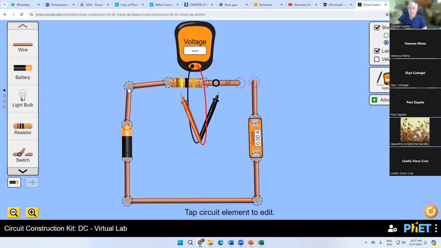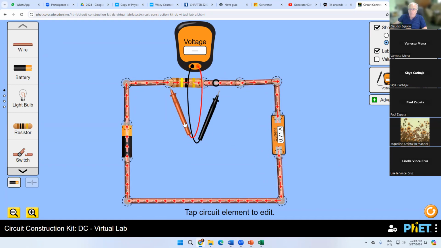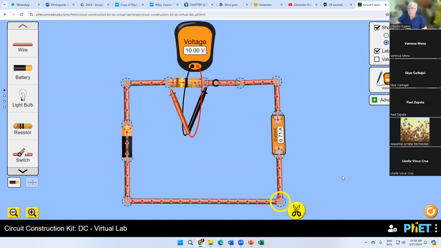One more. I'm going to increase the distance a little bit more so I can put another wire right here. And now my ammeter is measuring the current through the circuit, right? My voltmeter is not showing the voltage because the probes are not connected, but if I connect, here you go. Remember the current through this ammeter, 0.71.